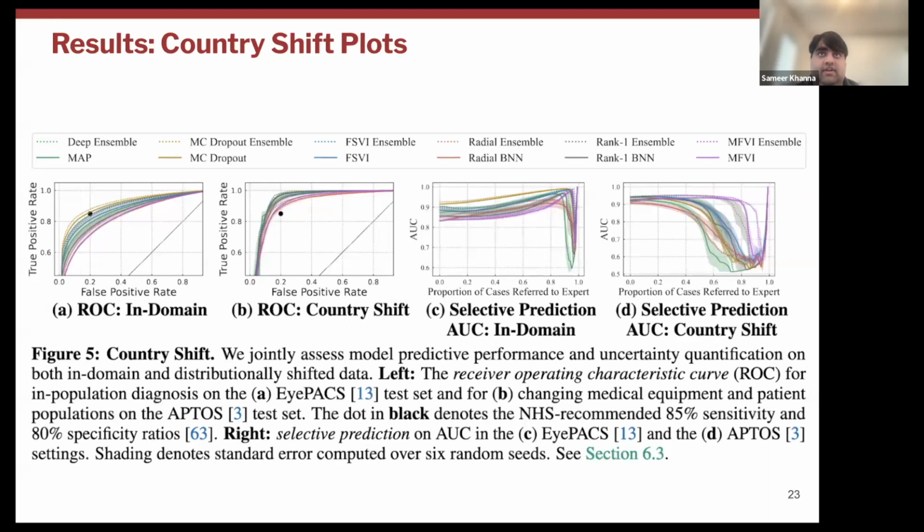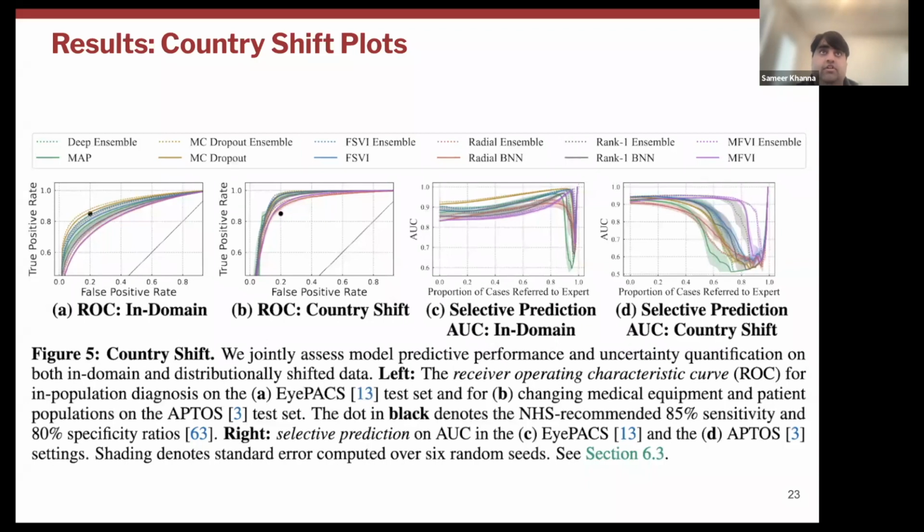On the in-domain set, only Monte Carlo Dropout and its ensemble meets the standard, whereas on the shifted domain, all models surpass this threshold. This would typically lead a practitioner to think that their model generalizes well under this distribution shift. However, the ROC curves do not provide information about model uncertainty and uncertainty estimates. Indeed, if we look at figures C and D, they paint a vastly different picture.